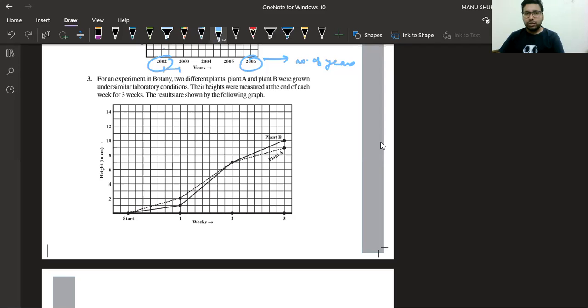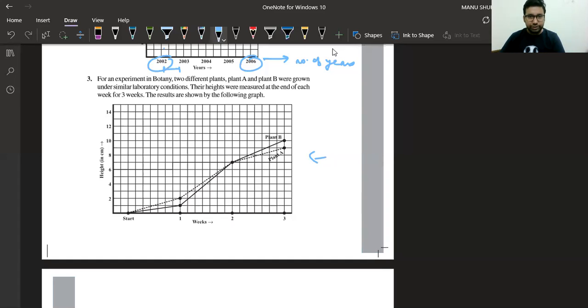For an experiment in botany, two different plants, plant A and plant B, were grown under similar laboratory conditions. As we have seen in the ads of Bonvita, one group of students is given Bonvita and the other is not. Like that, they are doing an experiment in which the same conditions are given to two plants, A and B. Their heights were measured at the end of each week. After every week, they measure their height for 3 weeks. That means 3 times they have measured the heights, and this is the result they got.